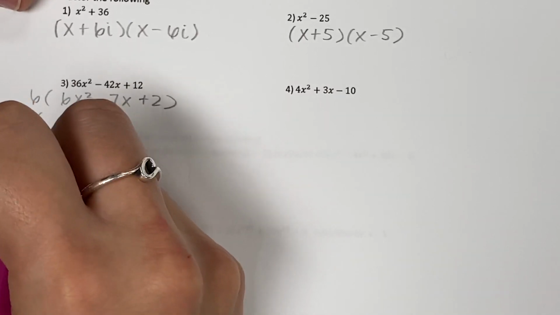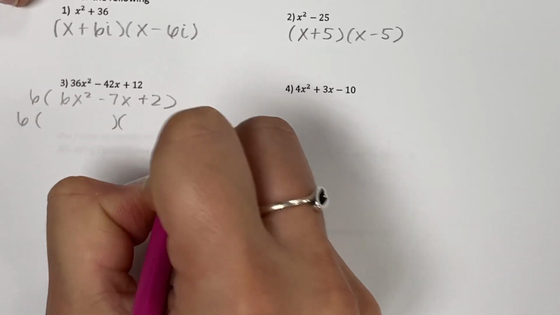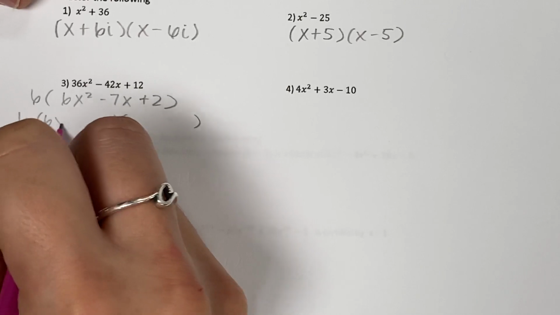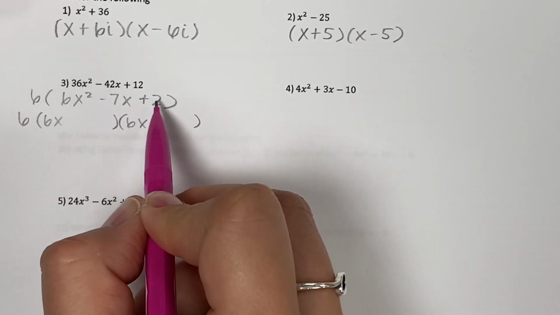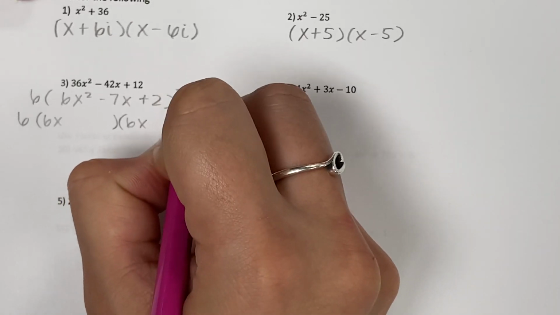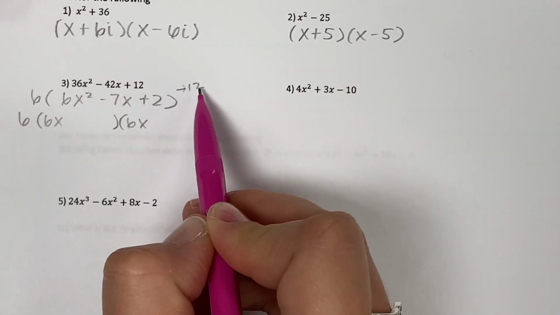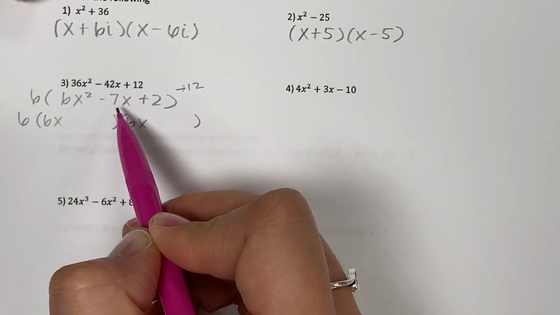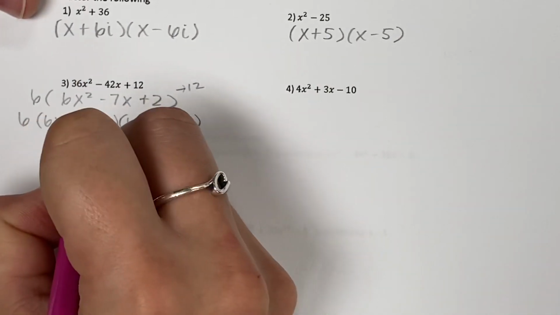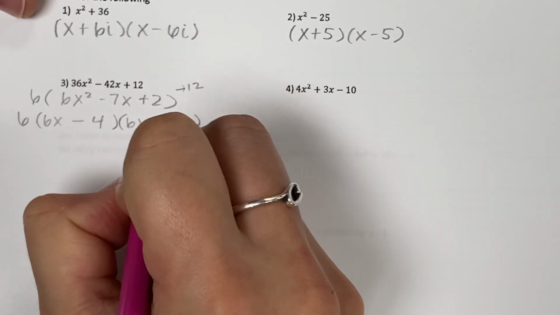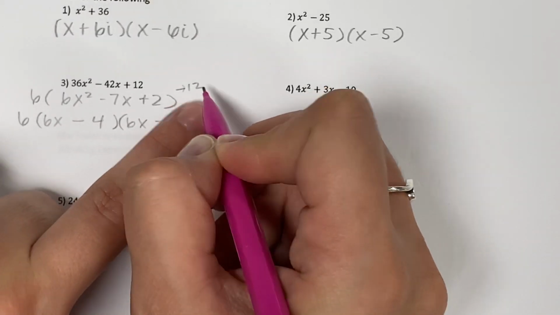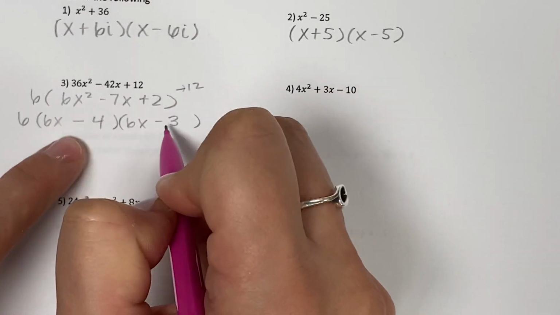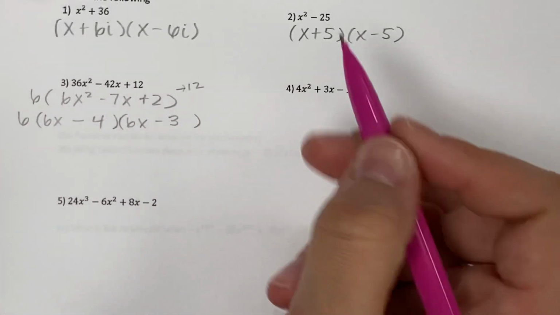What I like to do is put 6x in the beginning of both, and then multiply a and c, so 12. So what multiplies to 12 but adds to negative 7? That would be negative 4 and negative 3. They both need to be negative to get positive 12 when multiplied, and both need to be negative to get negative 7 when they're added.